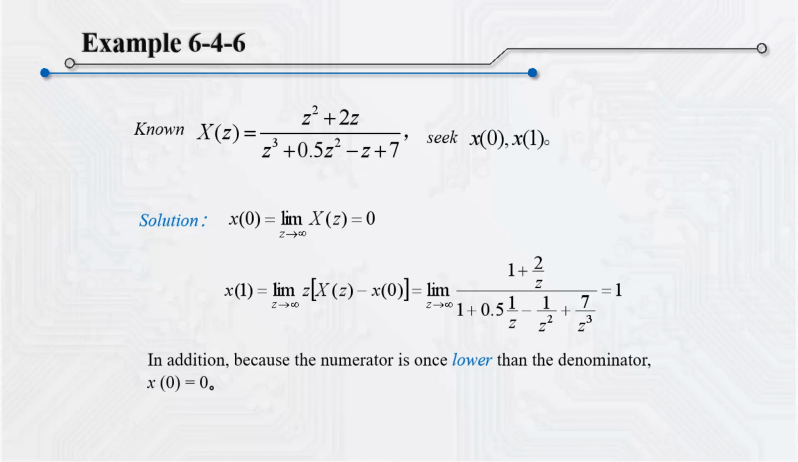X of 0 can be obtained from x of z, solving for the limit where z tends to infinity. X of 1 can be obtained from x of z minus x of 0, times z, solving by the limit where z tends to infinity. After we substituted and sorted out, we got the values of x of 0 and x of 1 respectively. Pay attention when using the initial value theorem. To solve the initial value, the limit sought is the limit where z tends to infinity.